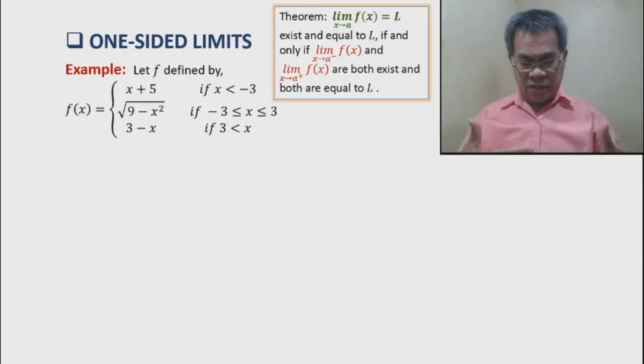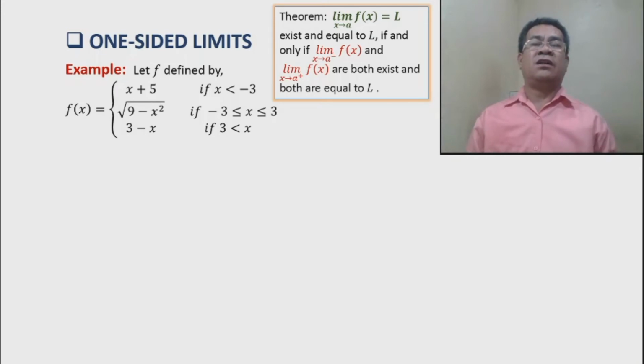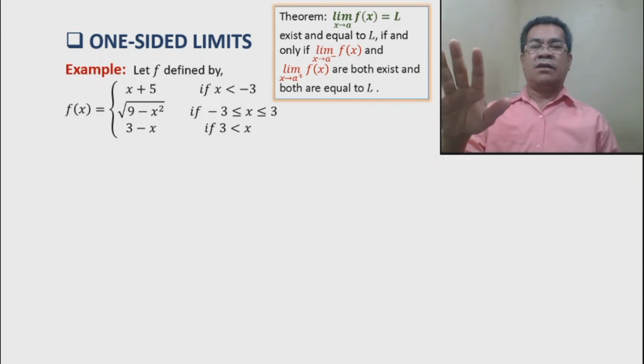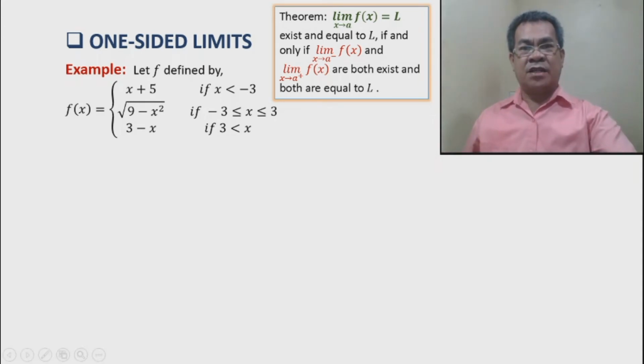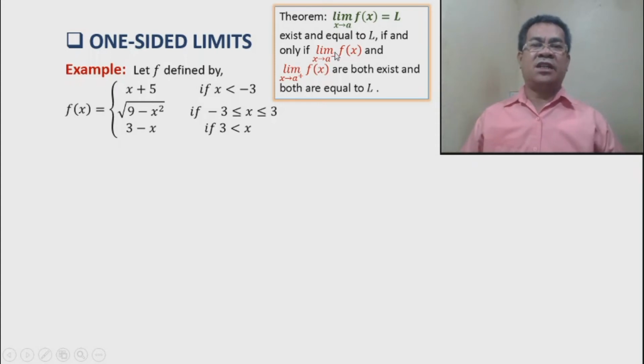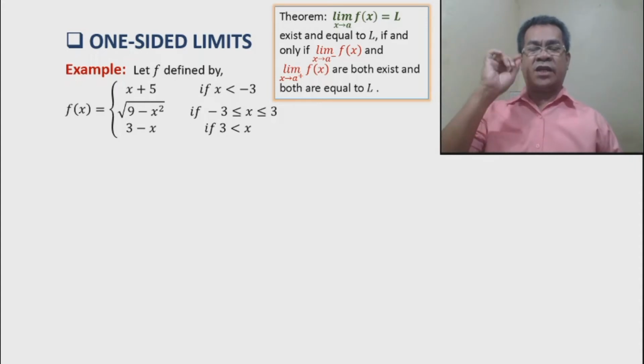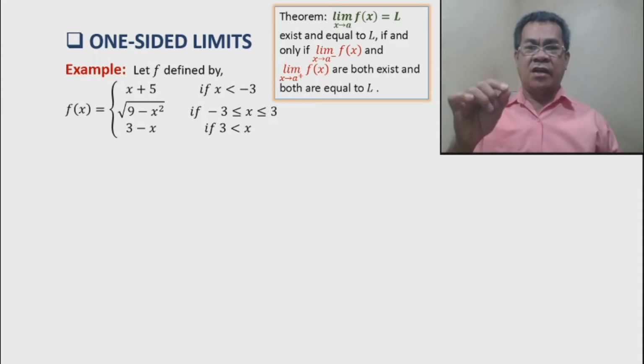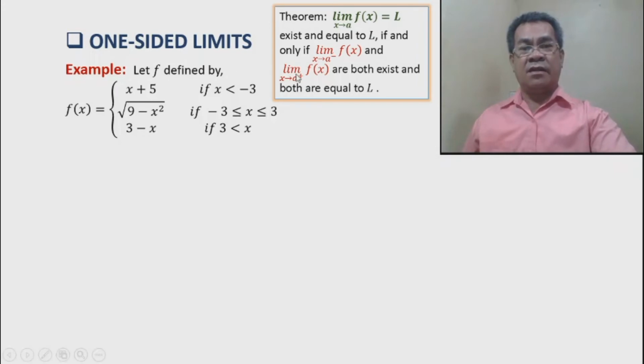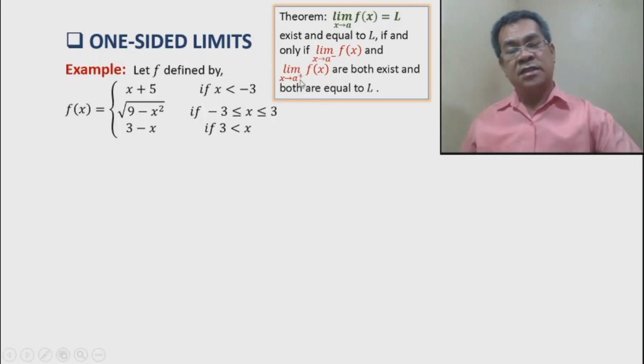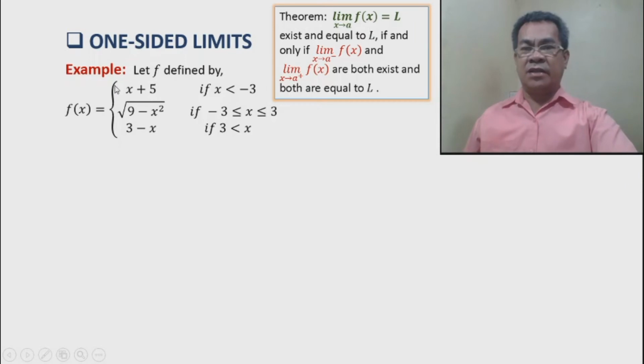If we do it simultaneously, it is a two-sided limit. So the two-sided limit, the limit of the function as x approaches a, will exist only if we use the principle of the one-sided limit, the left-hand limit and the right-hand limit. Take note of the exponent: a raised to negative means left hand, and a raised to positive means the right-hand limit. Okay, now we are given this problem.